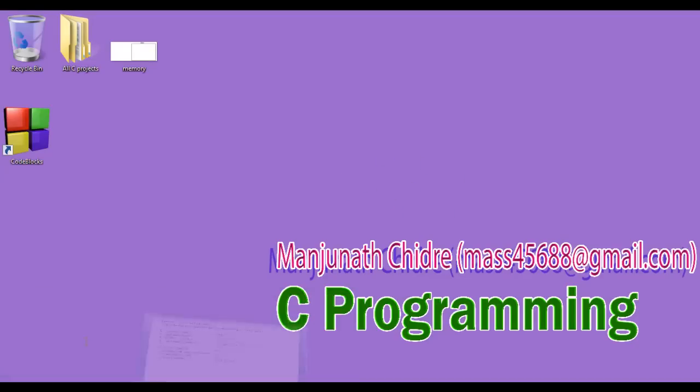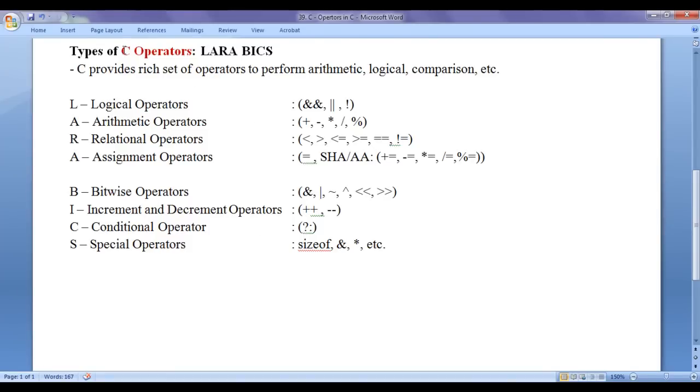From the past few video tutorials, we are trying to understand operators in C programming language. We know that C provides a rich set of operators to perform arithmetic operations, logical operations, comparison operations, etc. In the previous video tutorials, we understood logical operators, arithmetic operators, relational operators, assignment operators, conditional operator, increment and decrement operators. In the next video tutorial, we are going to understand bitwise operators, guys.